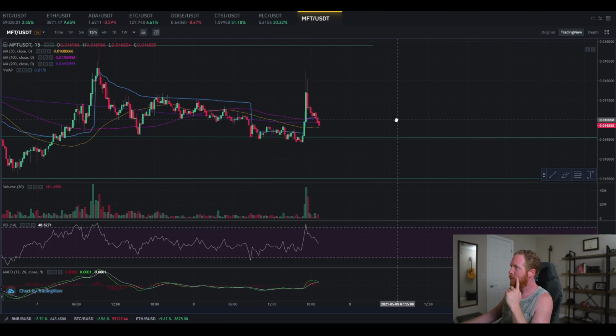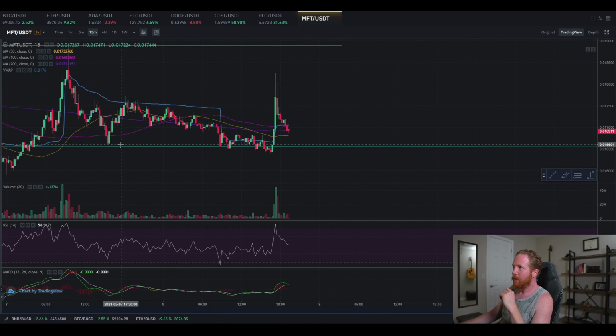All right, good. So this line here, 0.0165. Obviously it's working as a support, 1, 2, 3, 4, 5, 6, I don't know, 7, 8 times with a slight variance. So right here is where the 100-day moving average is.